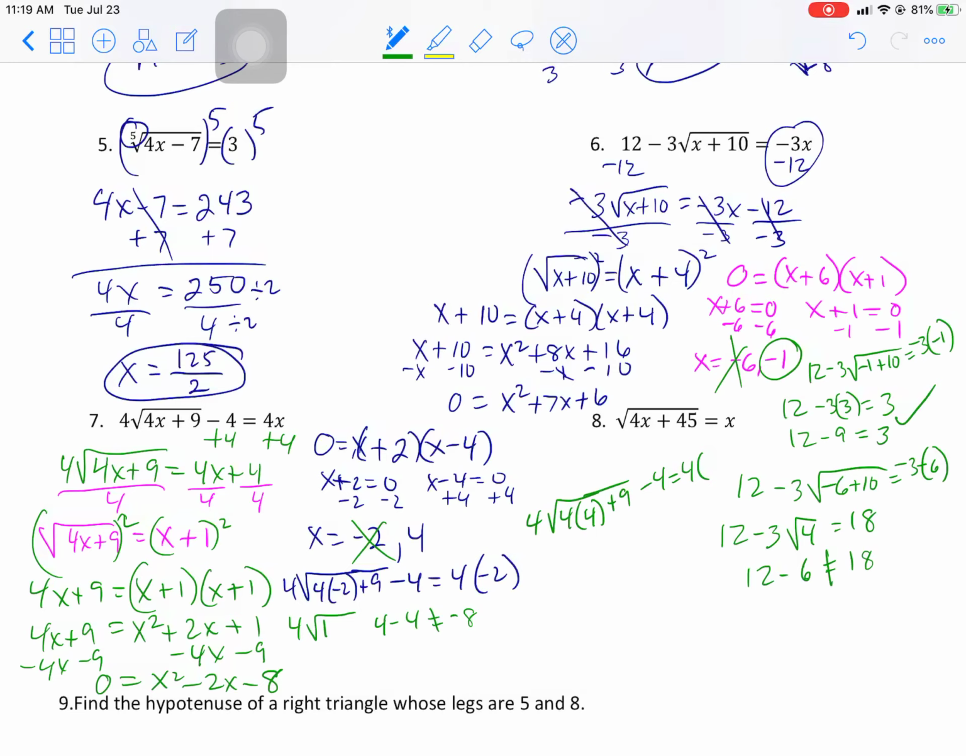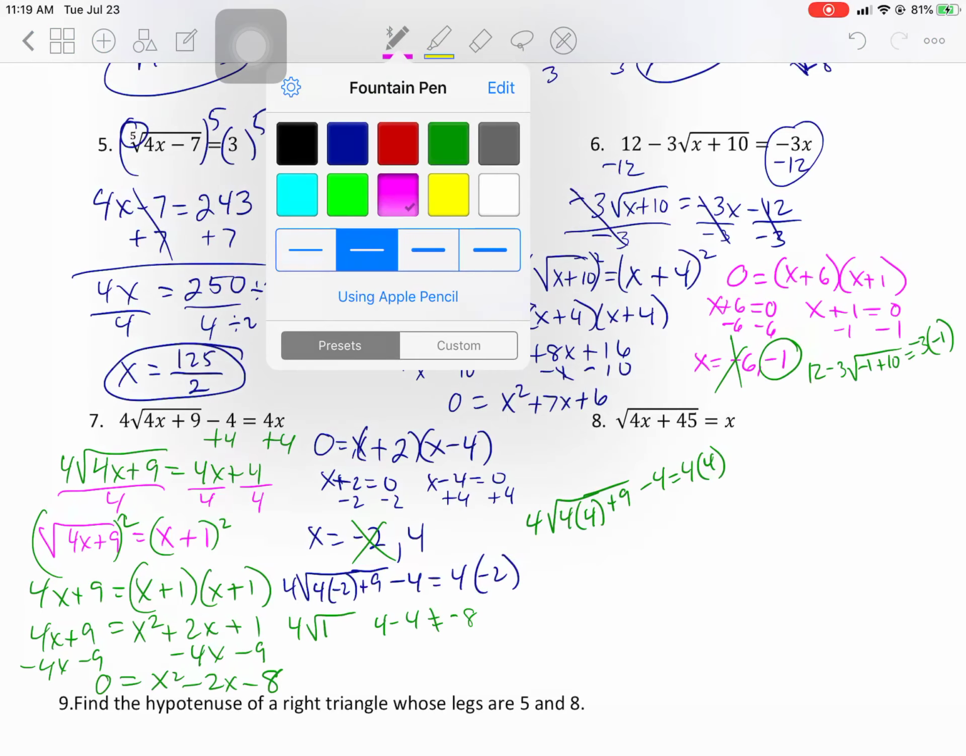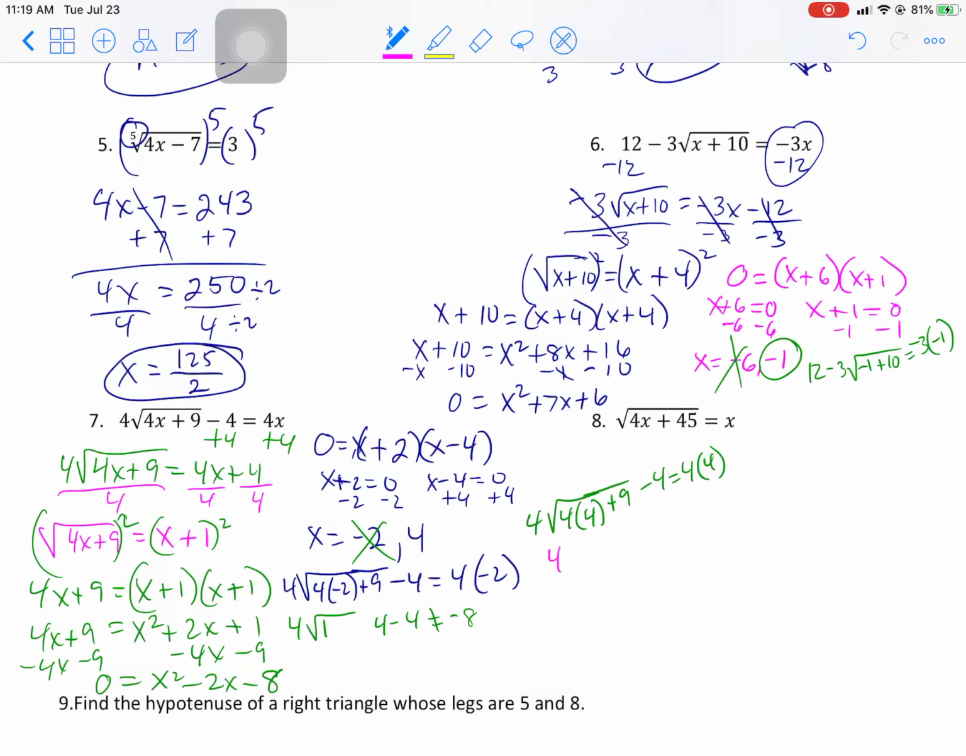I'm going to have to erase some things to make some room here. Let's see. Was that a positive? That was a positive 4. All right. This is going to be 16 plus 9 is... Did I get that right? Yeah, 25, which is 5. Minus 4 is 16. So 20 minus 4 is 16. That one doesn't work. Okay.